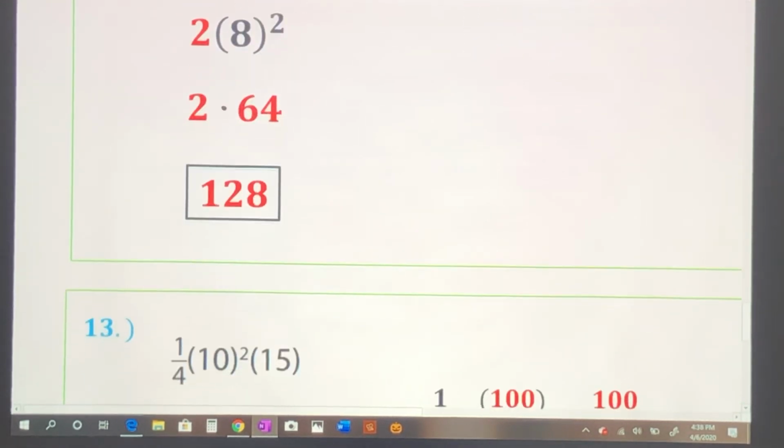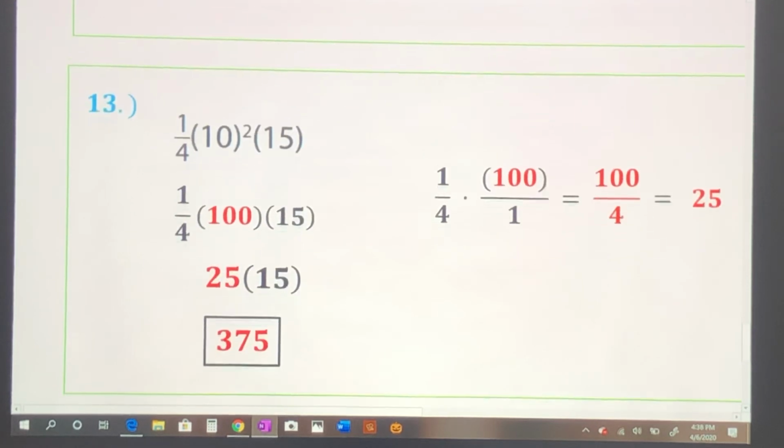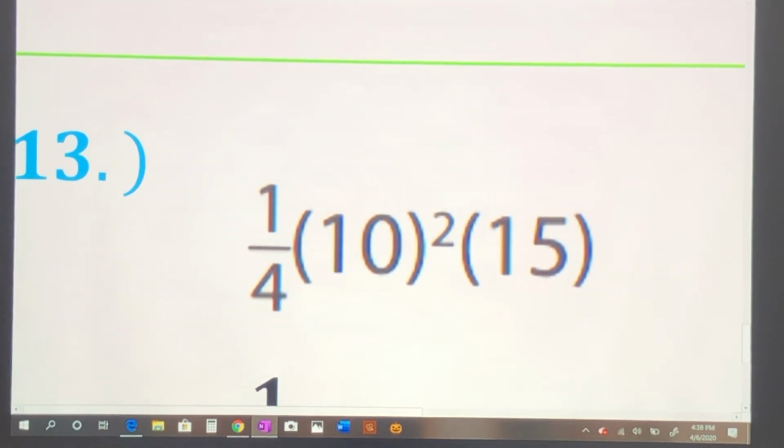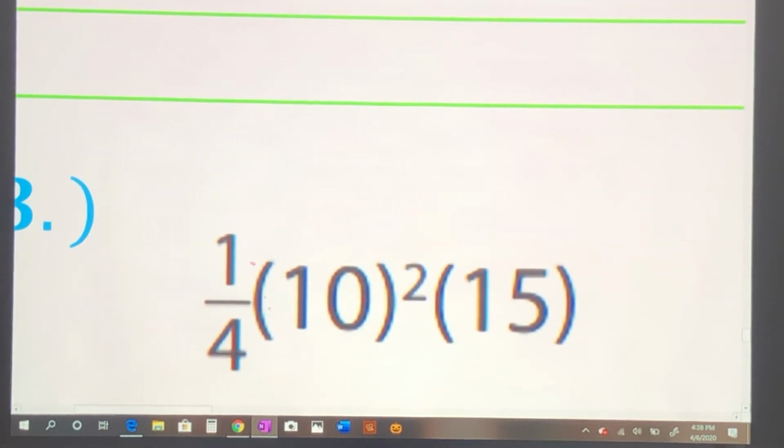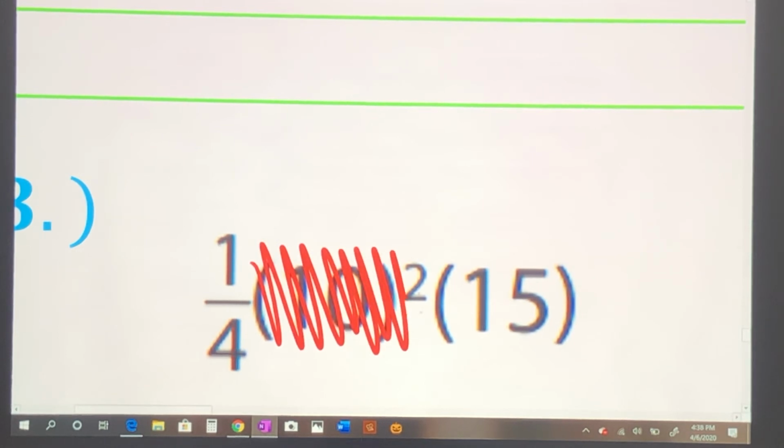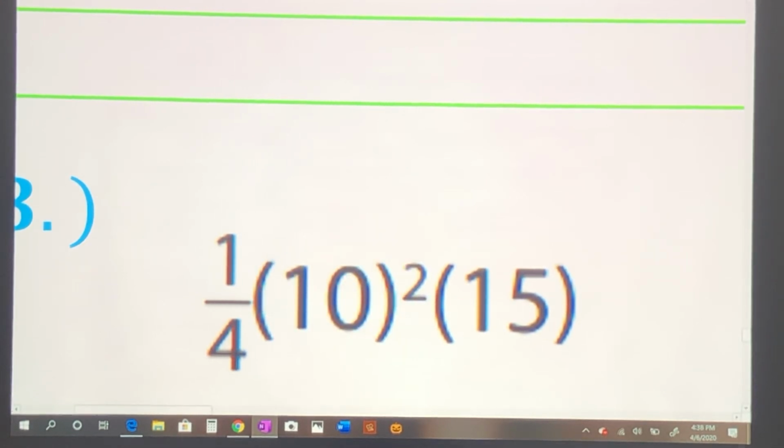Let's go to number 13. Oh yeah, look at this one. Okay, do I want to do a fourth of 15? Probably not. I'd end up with like 3.75, something like that. That's not good. So I might want to do the squared part first and then take a fourth of it. Let's see, what's 10 squared? 100?